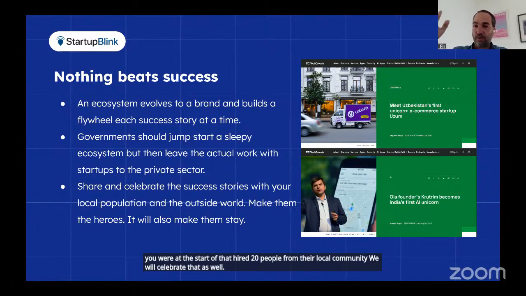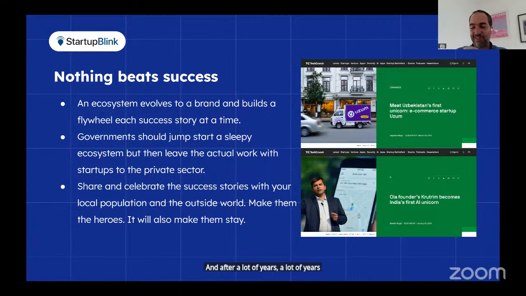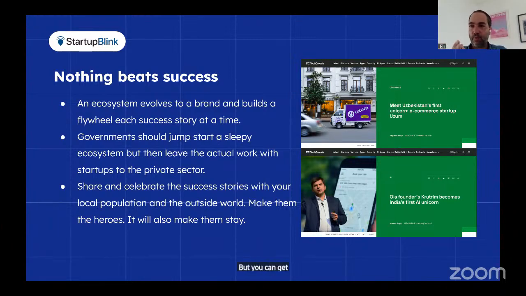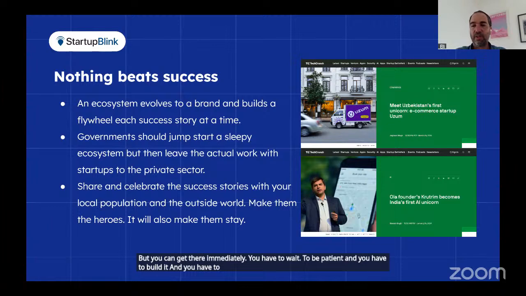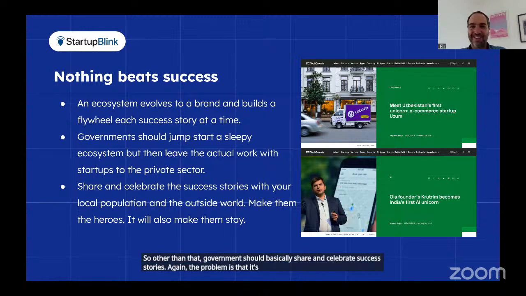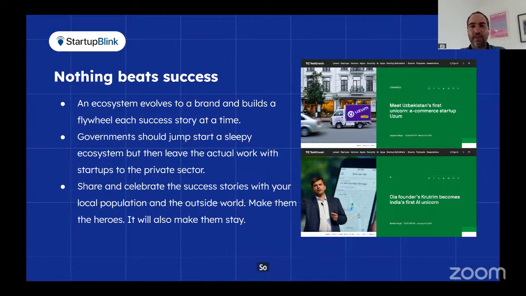And after a lot of years, because nothing is quick, you're going to have a startup that sells for $32 billion and change your deck. But you can't get there immediately. You have to wait, to be patient, and you have to build, and you have to celebrate each milestone at a time. There is no real way to jump from zero to hero. Okay? Other than that, government should basically share and celebrate success stories. Again, the problem is that if a success story happened and nobody knows about it, it didn't really happen. So that's really, really important.